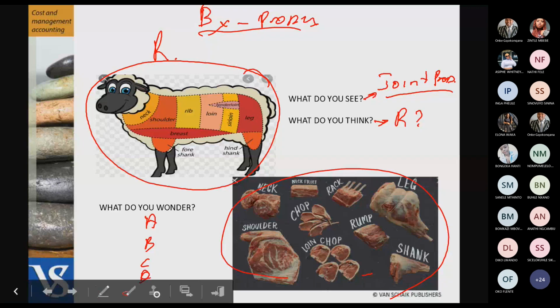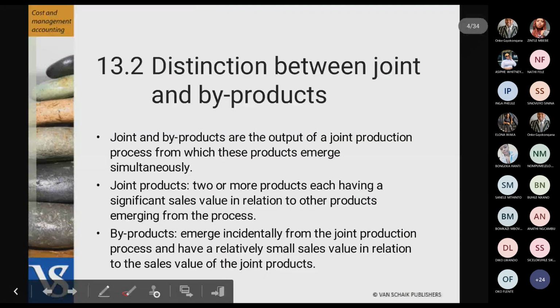So that's what we're talking about, guys, when we talk of a joint product and the byproduct. Now let's look at what the theory is saying about these two, the distinction between your joint product and your byproduct. This is what we need to know. Joint products and byproducts are the output of a joint production process from which this production emerges simultaneously. As we've noticed in the previous slides, we talk of one shape, but from this one shape, once we slaughter it, we'll have different sets of meat. So that's what we've noticed from that picture.